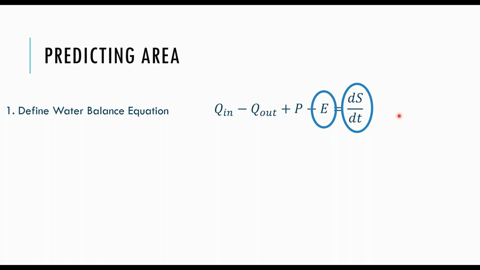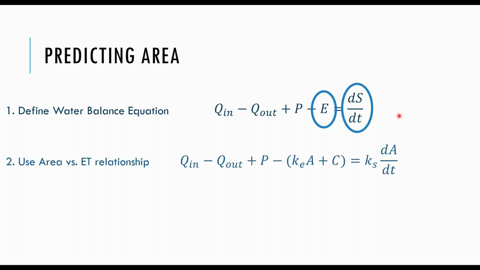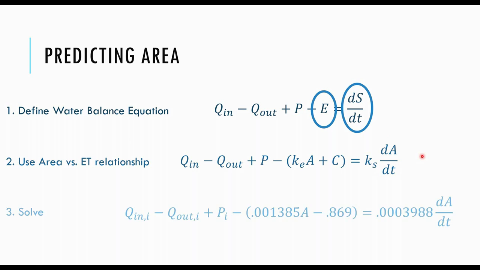We do that by basically saying that the Sudd is really flat, okay? So that a change in area is directly proportional to a change in storage, assuming a depth of about a meter, which is how deep the wetland is. That means that we can then use this area versus evapotranspiration relationship to replace evaporation with area times some coefficients. We're just going to use a linear regression to get these coefficients. And we're going to replace change in storage with change in area times a constant having to do with the depth. And then we solve.